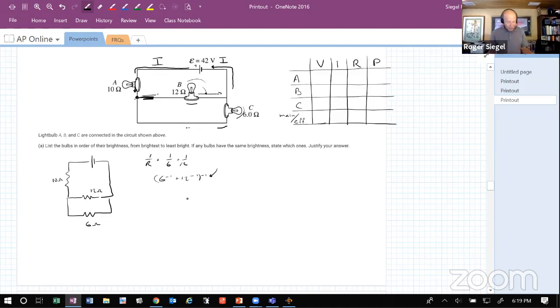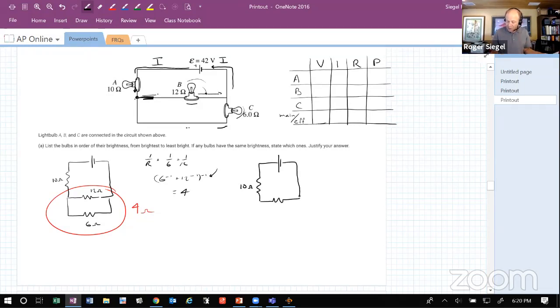All right, so we add this together, and this comes out to be 4. So that means that these two together equal 4 ohms. So now I'm going to redraw this over here. And now I have 10 ohms. And then I'm going to redraw this branch as 1 4-ohm resistor. Now we know in reality, of course, it's not 1 4-ohm resistor. It's 2 resistors in parallel. But from the battery standpoint, that's all it feels.